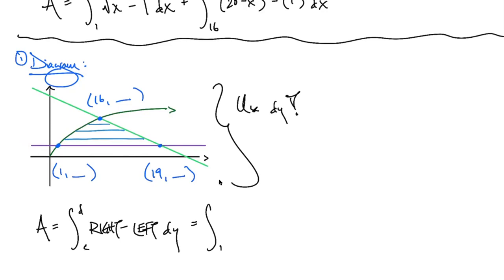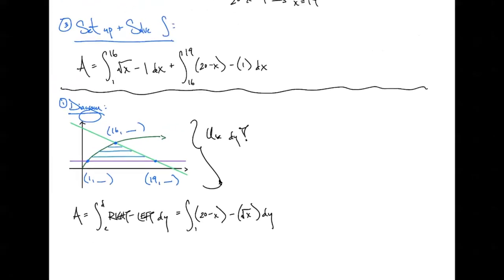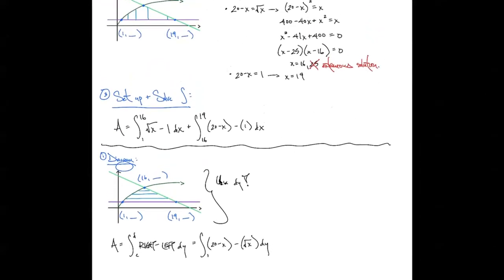My right curve is the 20 minus x. My left curve is the square root of x. And I have a dy. Oh, it makes me uncomfortable even looking at it. Okay. Makes me uncomfortable because I've got x's and y's all mixed together, and I know I can't do that.